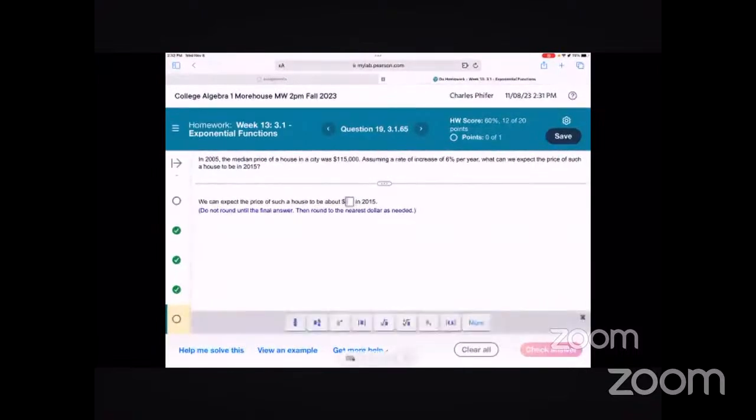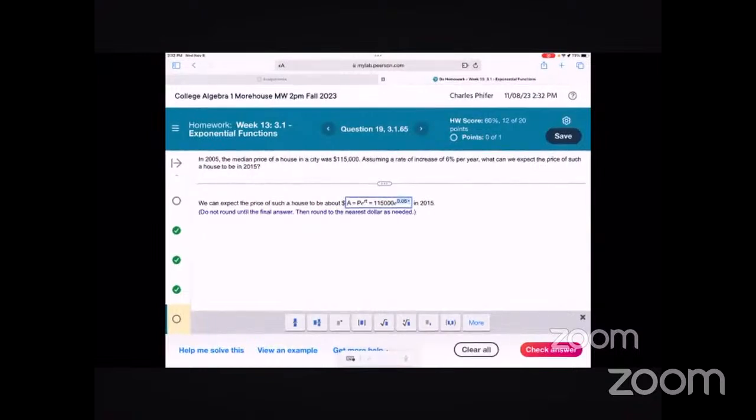A equals P e to the rt. And I know PERT is continuous, but exponential growth is essentially the same formula. It's just articulated a little bit differently. Okay, so let me see. We want the future amount after 10 years, and we're going to start with the median price, 115,000, times e to the power. The rate is 6%, so we're going to do 0.06 times 10 years, right?